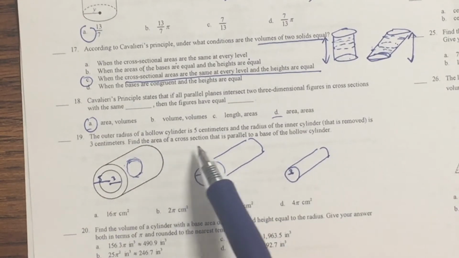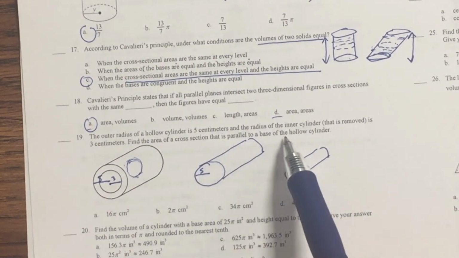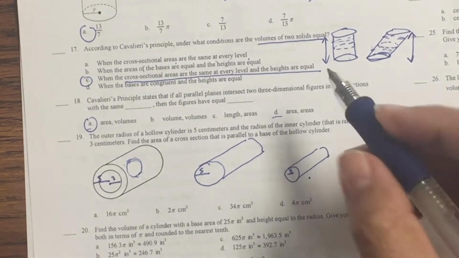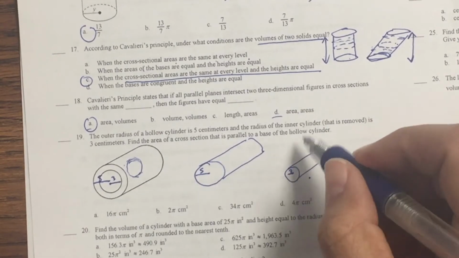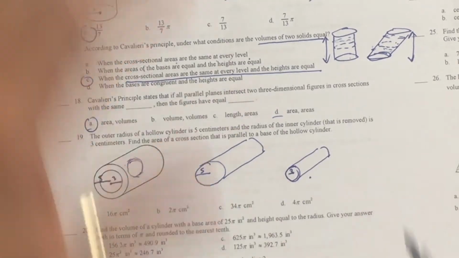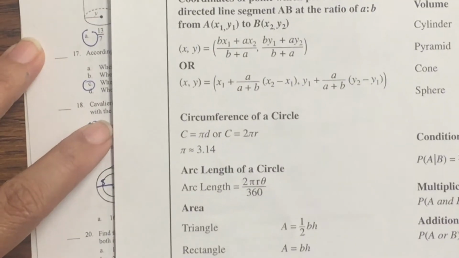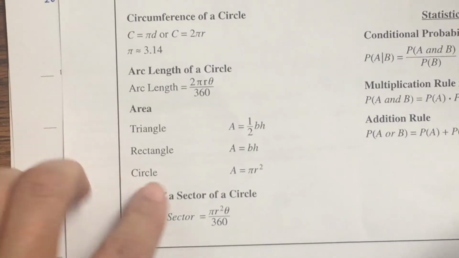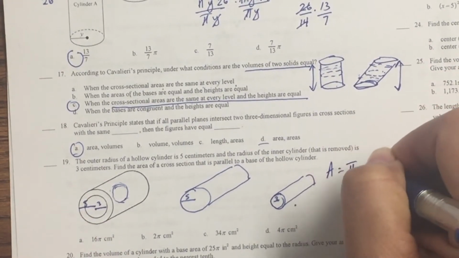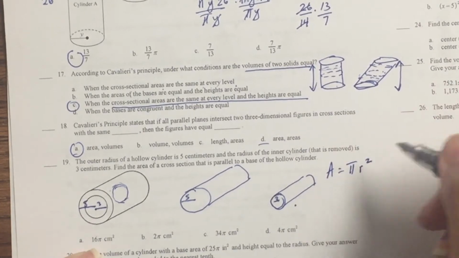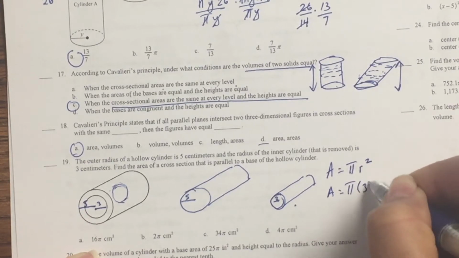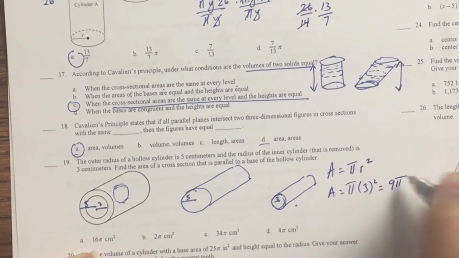Find the area of the cross-section that is parallel to the base of the hollow cylinder. What's the area of the cross-section? Well, what's this cross-section? It's a circle. How do you find the area of a circle? Let's look at the formula sheet. Area of a circle is pi r squared. So the area of this one is pi times 3 squared, which is 9 pi.